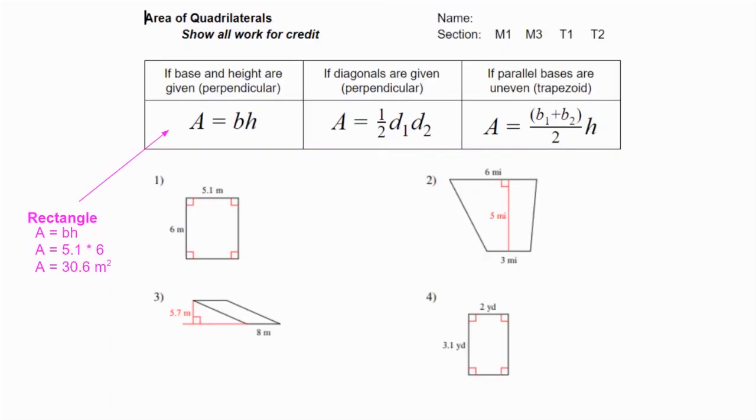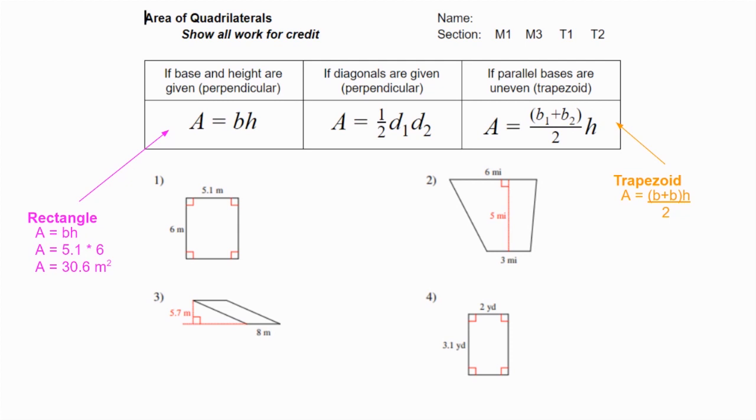On the second example, we have a trapezoid, so we're going to use the trapezoid formula. The 2 bases are the ones that look parallel to each other. And the height is going to form a 90-degree angle with the base. Just like on the first example, the base and the height have to form 90-degree angles with each other.